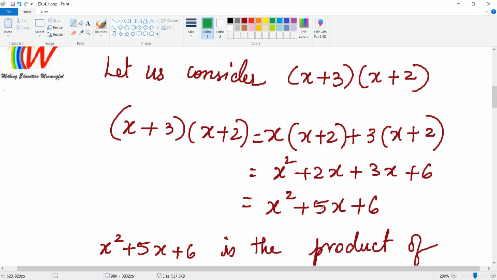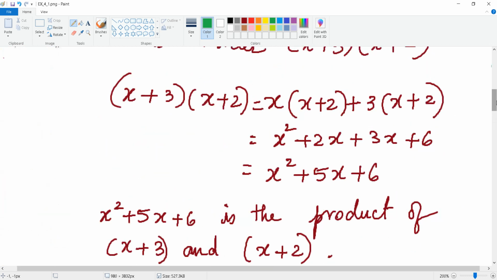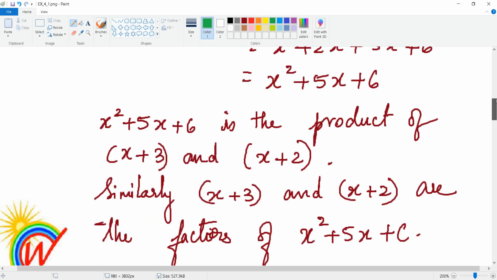If you multiply x plus 3 and x plus 2, the product you get is x square plus 5x plus 6. So x square plus 5x plus 6 is called the product of x plus 3 and x plus 2. Similarly, we can say that x plus 2 and x plus 3 are factors of x square plus 5x plus 6. Wait a minute, my 6 is not very clear. Let me just write it as a 6. So this is a 6.